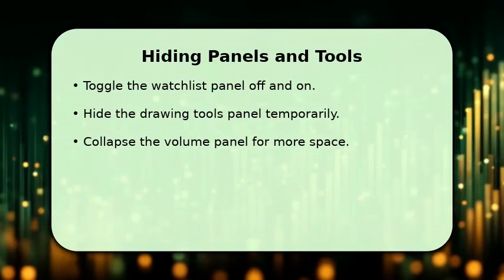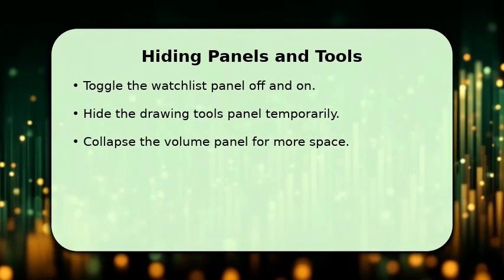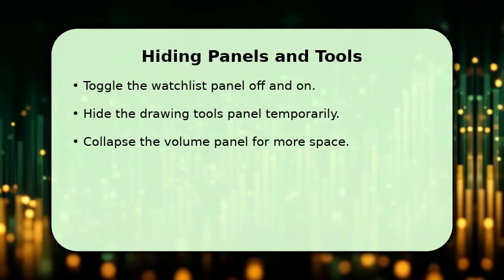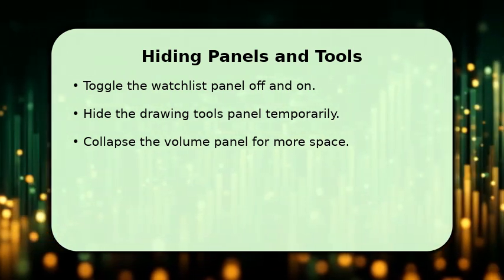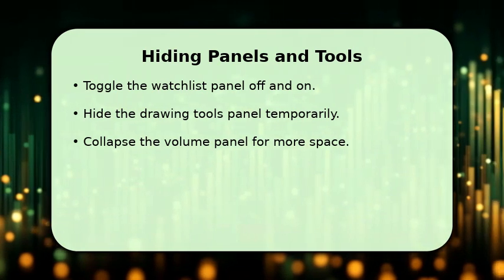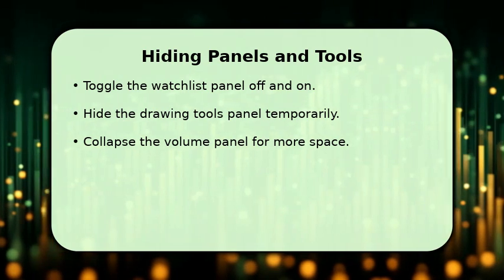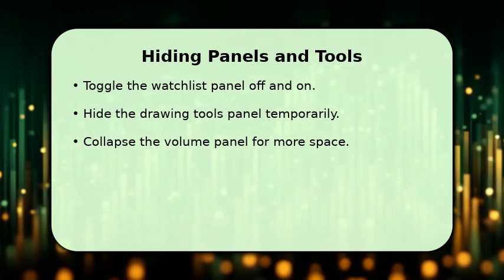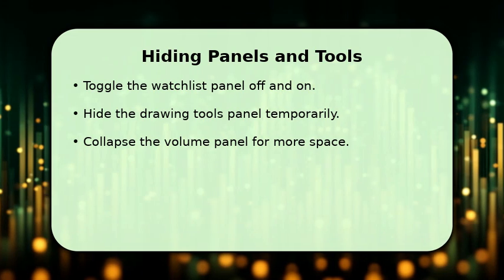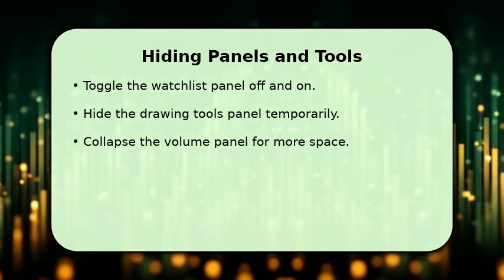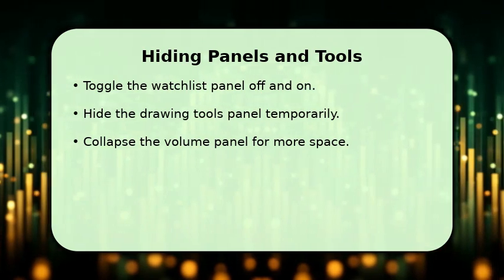TradingView offers several ways to hide panels and maximize your chart view. You can easily toggle off the watch list and details panel on the right side with a single click. The drawing tools panel on the left can also be hidden when not in use. For even more space, consider collapsing the volume panel at the bottom. And for the ultimate focused view, activate full screen mode, which removes all browser and platform elements.